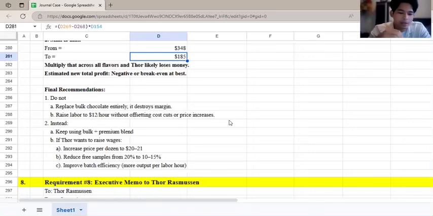And also, if Thor wanted to raise the wages, Thor could increase the price per dozen to $21. Also, he could reduce the free samples from 20% to 10% or 15%. And the last one, he could improve the batch efficiency, so he gets more output per labor hour. And I think that's it from my material.